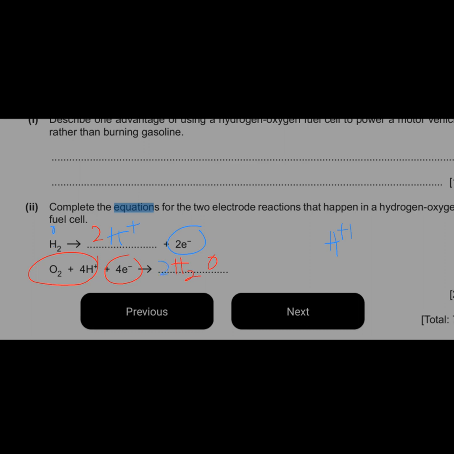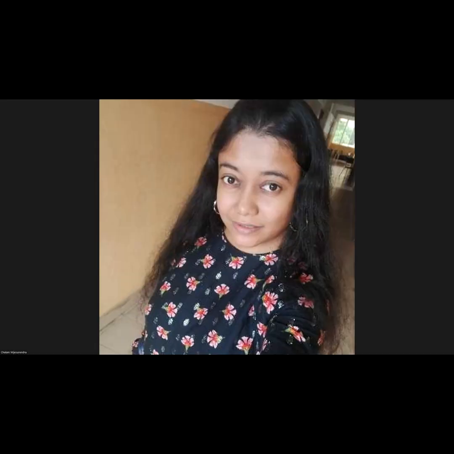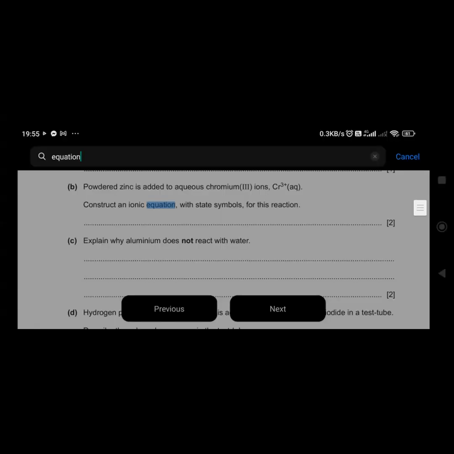Now sometimes some are careless. Just like water, the ion goes away. In this case, because you have 4 hydrogen ions and 1 oxygen molecule completely, it should be 2 water molecules, isn't it? Right. Just don't be careless, that's it. We did that.